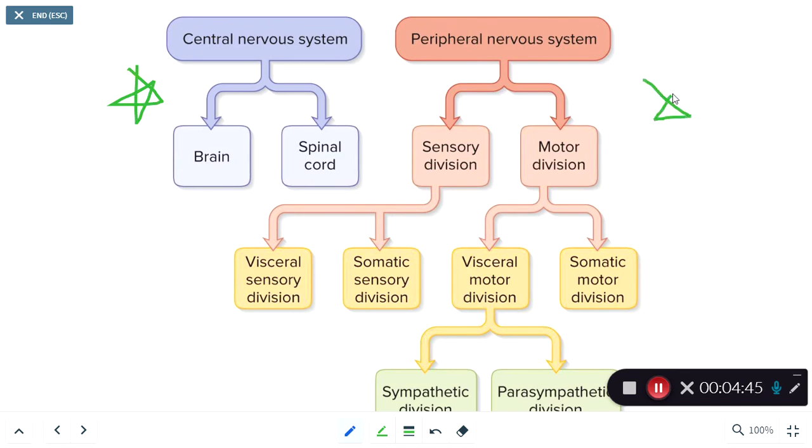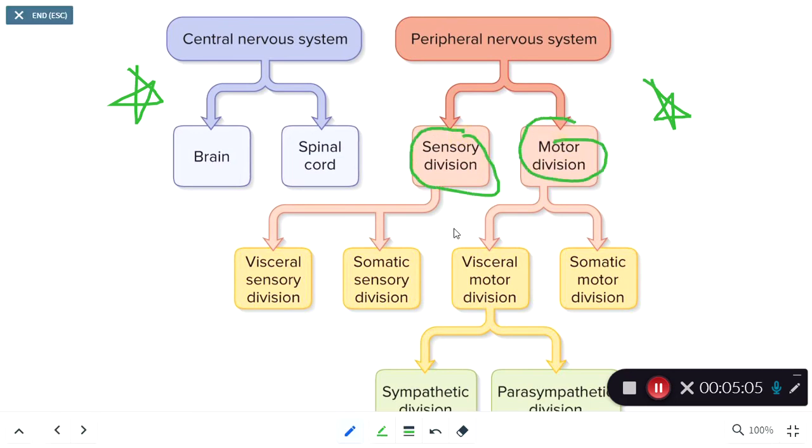This slide is going to give you a roadmap for the nervous system. As we're looking at our nervous system here, the central nervous system consists of the brain and spinal cord. Outside of the central nervous system, we have the peripheral nervous system, and our peripheral nervous system can be broken into two subdivisions. We have the sensory division and the motor division.